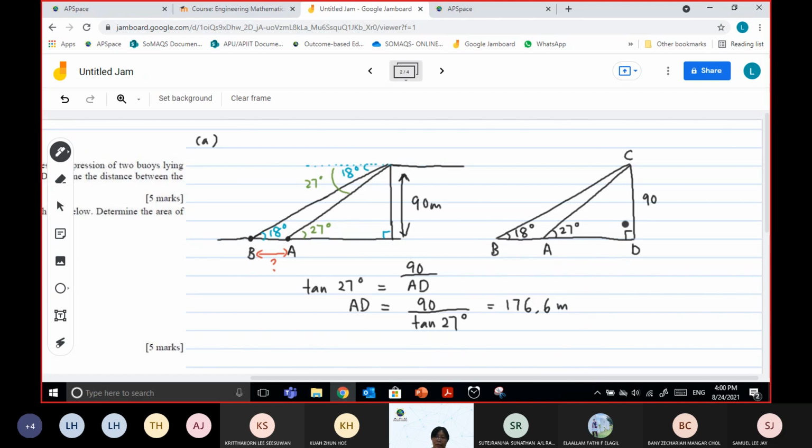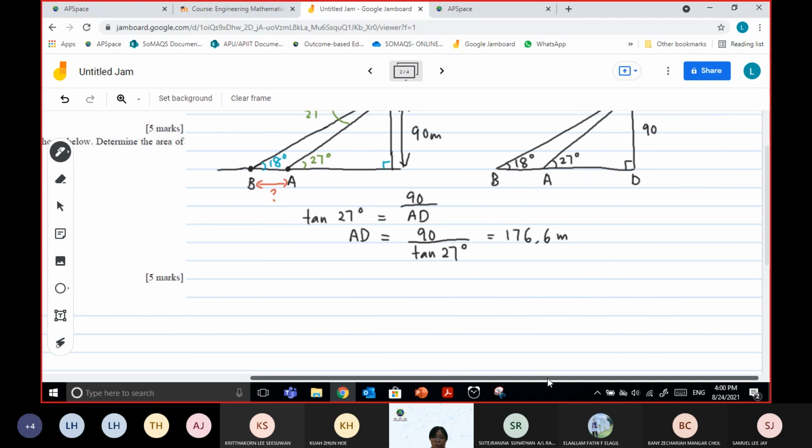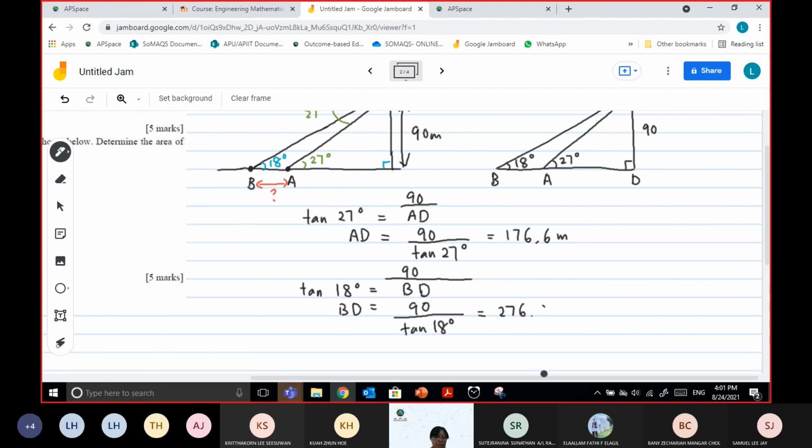Then I will proceed to find the tangent for B. Tangent of 18 degrees will be 90 over BD. So I find BD, which is 90 over tangent 18, which is 276 point, okay, let's say one decimal place, 277.